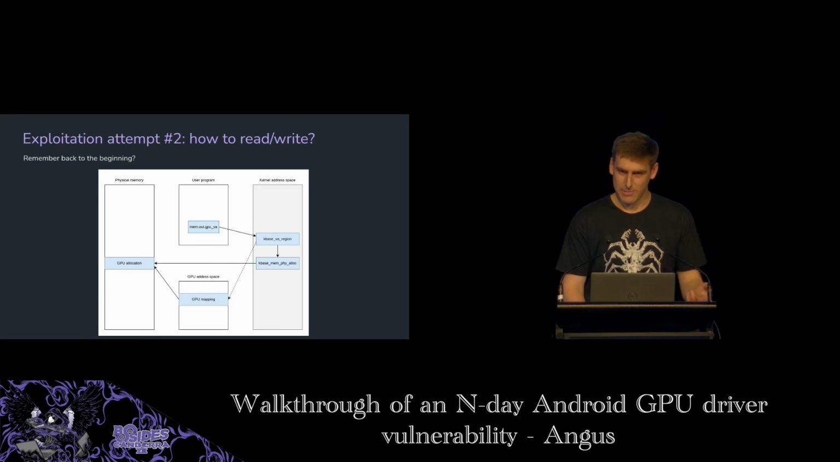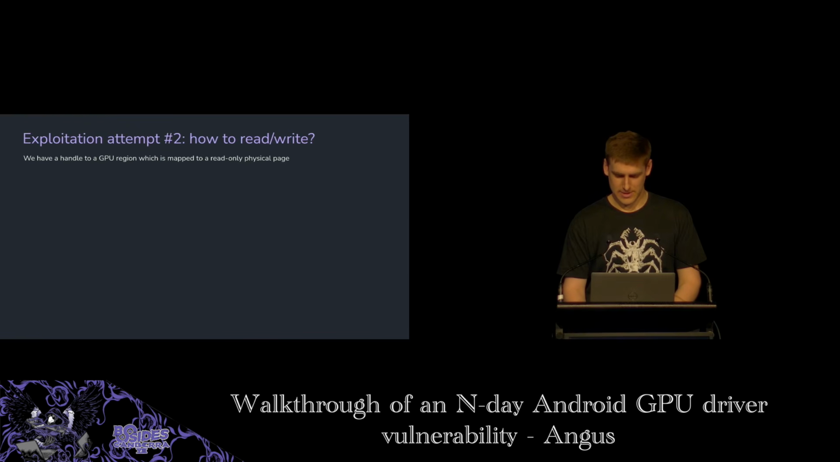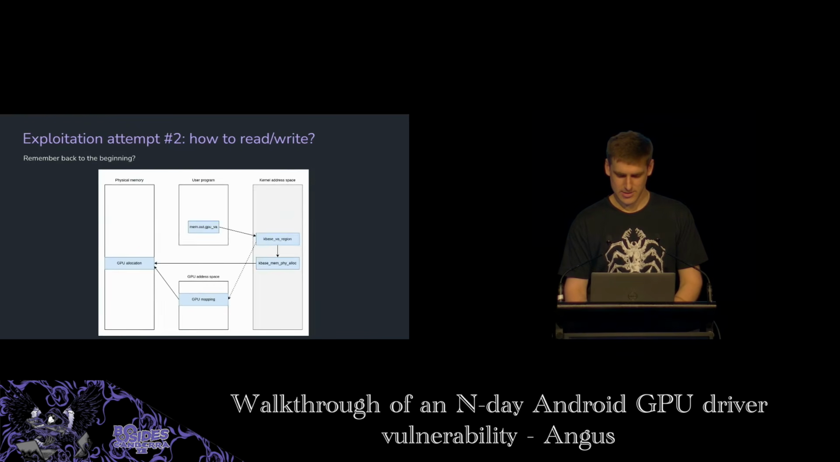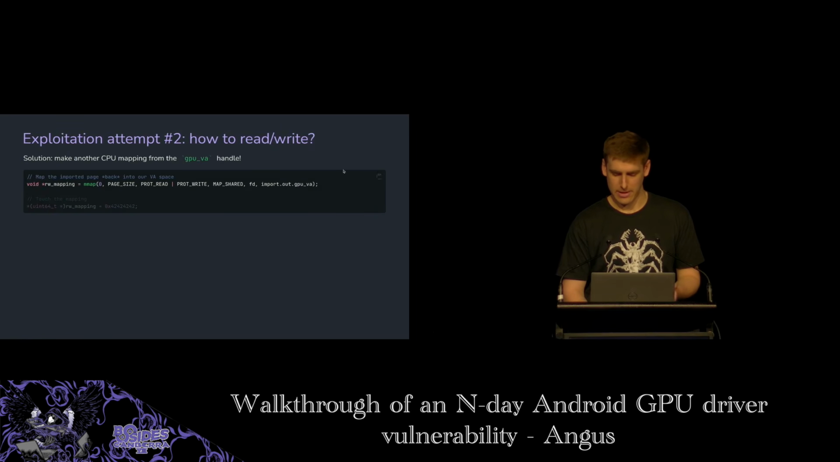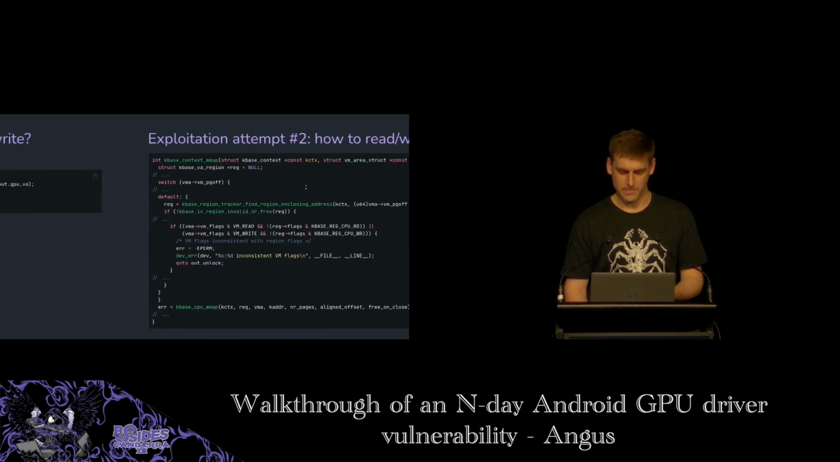Well, this example we had is pretty similar to the situation we're in now. In both cases, we have a GPU VA handle to the underlying GPU memory. Why don't we just set up a new mapping? We can set up a mapping using that handle by calling mmap with the GPU VA handle.